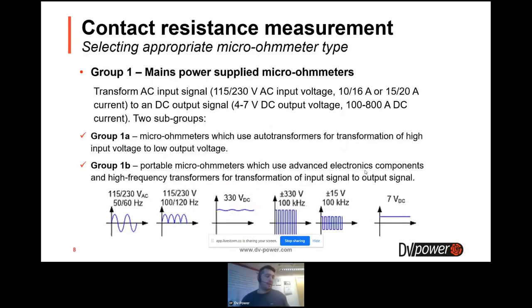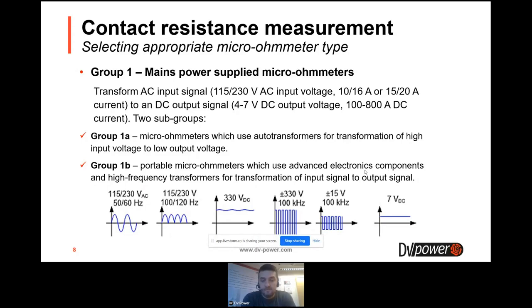So now I will say a few words about the different types of micro-ohmmeters and how basically to select what you really need. I think this part is very important because micro-ohmmeters are very popular devices, and these devices have been available in the market for dozens of years, and they have been developing. Technologies are developing, of course. So you need to know what the differences are between all these models.